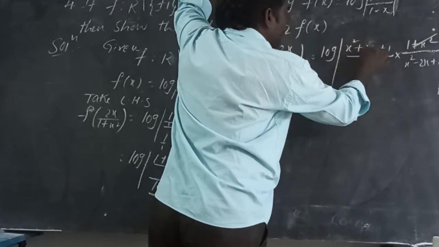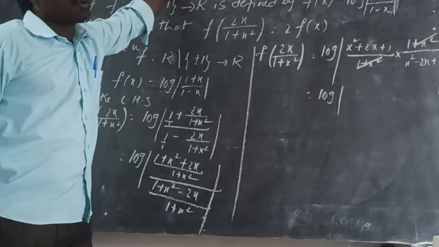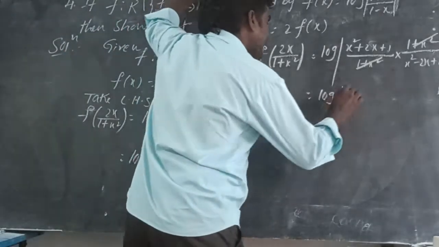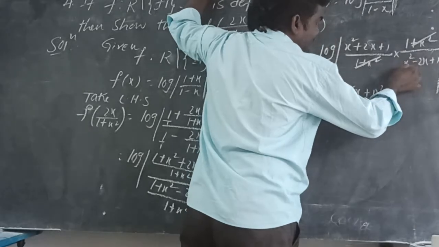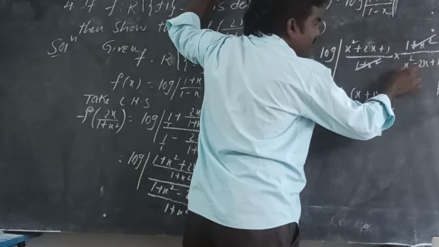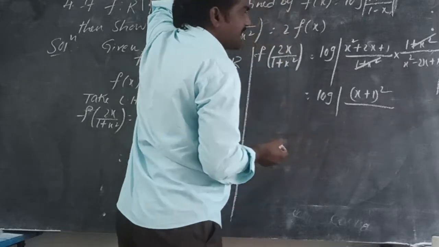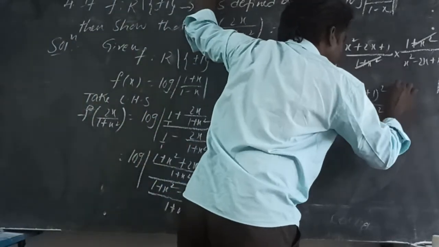Here x square plus 2x plus 1. 1 we can write as 1 square. It is in the form of a square plus 2ab plus b square, that is a plus b whole square. So that is x plus 1 whole square. And here x square minus 2x plus 1. 1 we can write as 1 square. So it is in the form of a square minus 2ab plus b square, that is a minus b whole square. That is x minus 1 whole square.